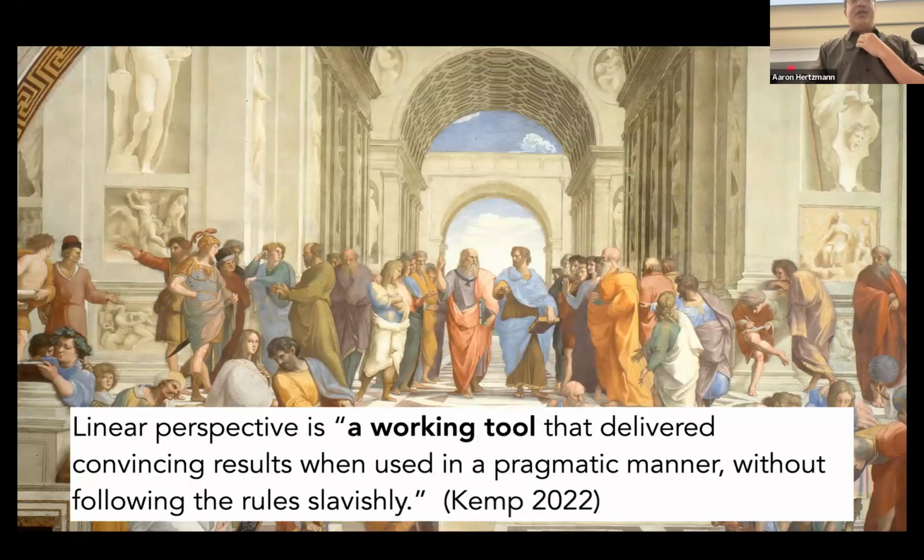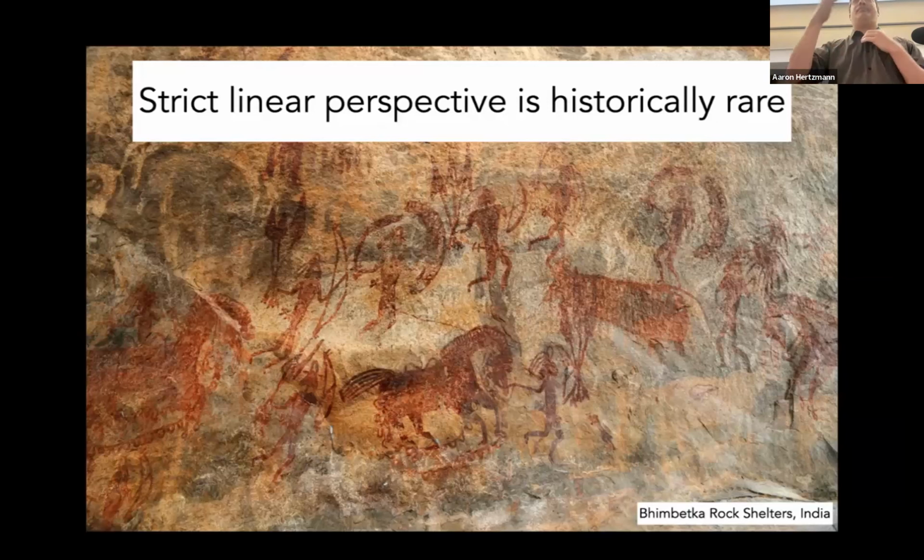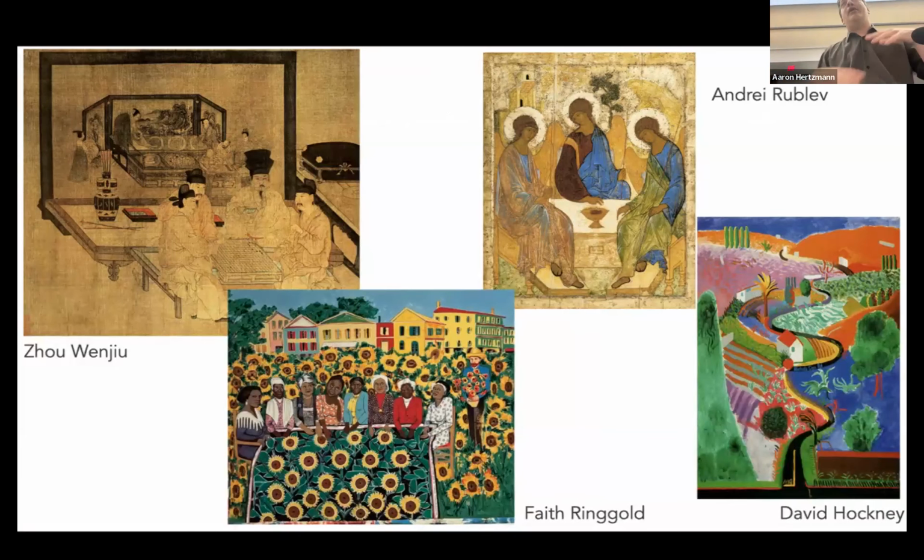Instead, as Kemp says, linear perspective is a working tool that delivered convincing results when used in a pragmatic manner without following the rules slavishly. So it's a tool that you can use making pictures, but it is not the correct set of rules or the only set of rules. And like I said, more broadly, linear perspective is a historical rarity. We've been making pictures for 45,000 years at least, and only since the invention of photography are we seeing lots and lots of strictly linear perspective pictures. There are many other ways to make pictures, and really we want a perceptual theory that ultimately could encompass all these different ways to make pictures.